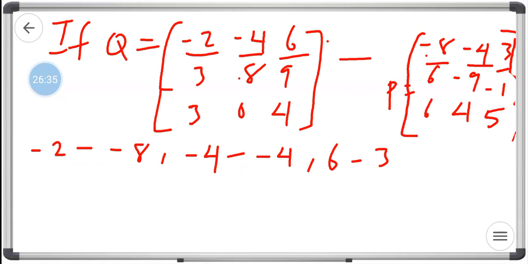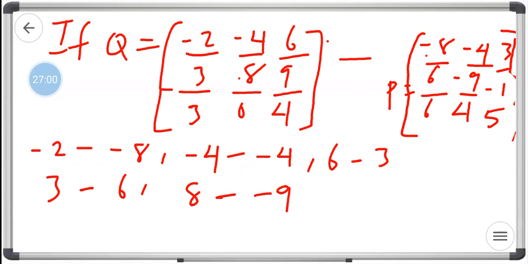Now the next row, A21 here, that is 3 minus A21 here, that is 6. Now the next one, A22 here, that is 8, we are subtracting A22 here, that is minus 9. A23 here, that is 9 minus A23 here, that is minus 1. We are through with that.